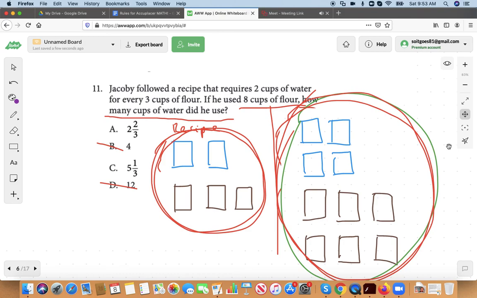Does that make sense? Yes, sir. Okay. So I know the right answer is going to have to be something a little bit more than 4. Not a ton more than 4, just a little bit more than 4. But it can't be less than 4. There's no way. So the answer will be C. So it can't be A, so it's got to be C. Absolutely. It's got to be C.